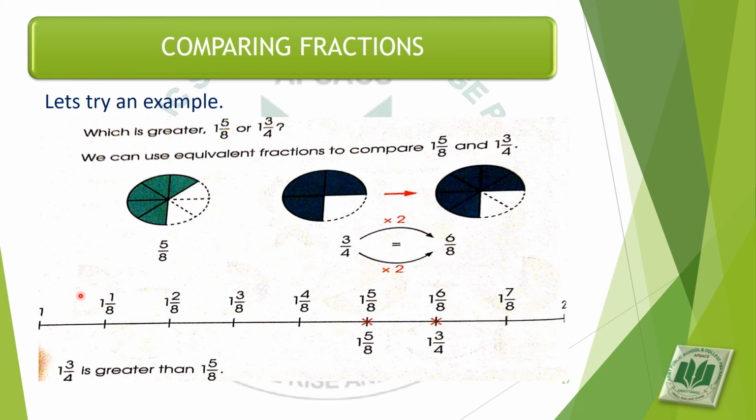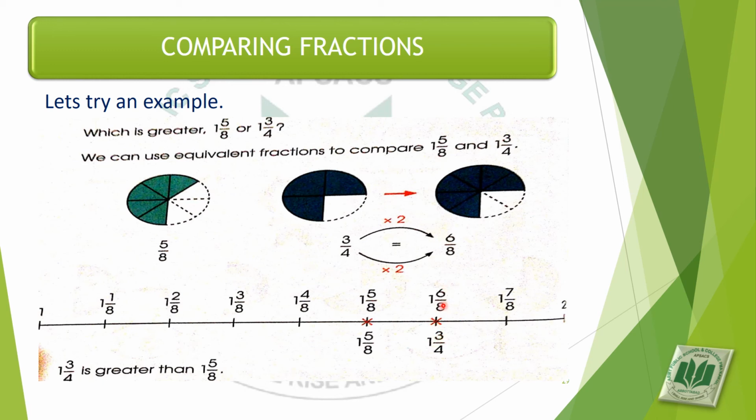You can see we have started from 1 and ended at 2. That is, the whole parts are 1 and 2. We have divided it into 8 equal parts. This is 1 whole 1 by 8. The second is 1 whole 2 by 8. Here this is 1 whole 3 by 8. Here we have 1 whole 4 by 8. Here we have 1 whole 5 by 8. This is our required first mixed number, and the second is 1 whole 6 by 8 or 1 whole 3 by 4.